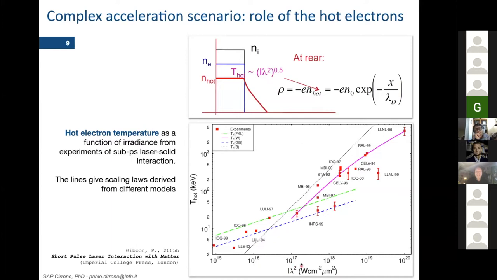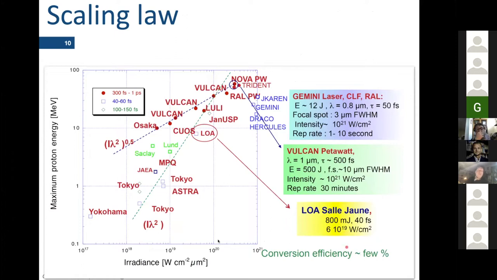Space intensity multiplied by the square of the laser wavelength lambda, and this is a specific quantity that is called irradiance. So you see that this electron temperature, of course, increases when this I lambda square tends to grow. And coming back to the scaling law, here you can see again this.